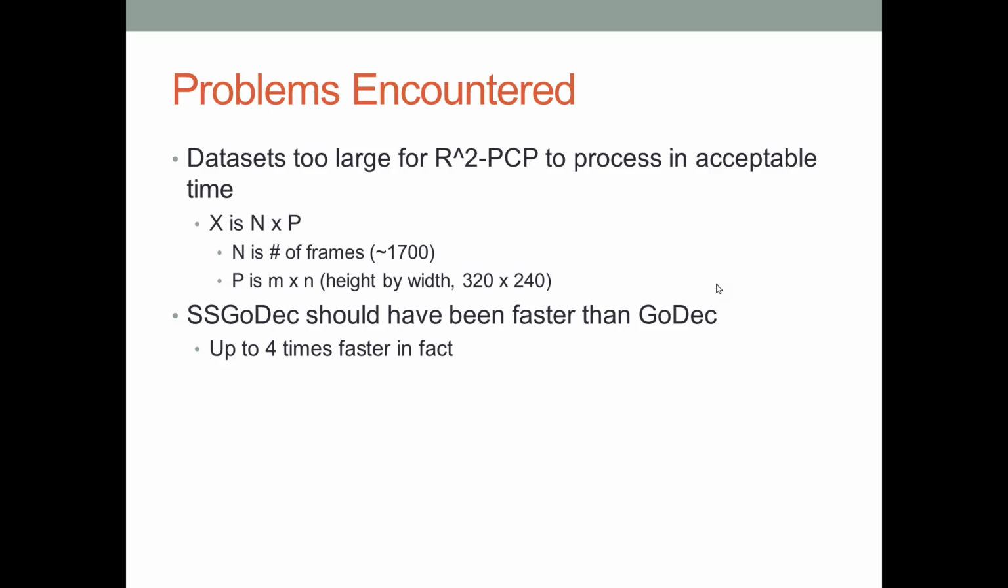Also, as far as the documentation goes, the semi-soft Godec version of the algorithm should have been approximately 4 times faster than the Godec, but that was not the case, and it was actually significantly slower. I suspect that the reason for that was because I used some pretty basic and standard settings when there could have been some parameters that were optimized for these particular data sets that would have allowed that algorithm to be faster.